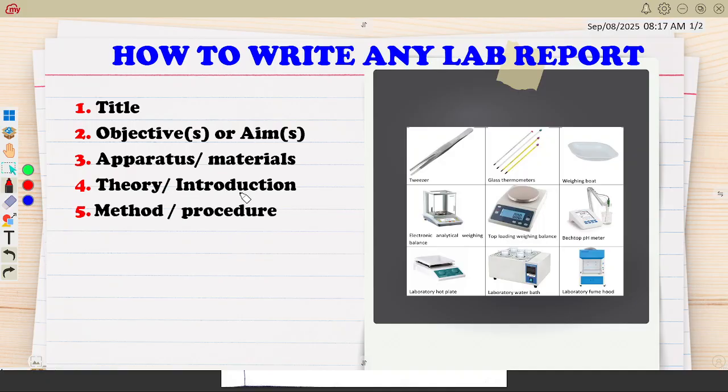And then number 5, we talk about the method and procedure. These are just the same thing depending on how your lab is looking. So procedure, you just write what you are doing in the lab. Procedure should always be in past tense. So let me give you this quick example.